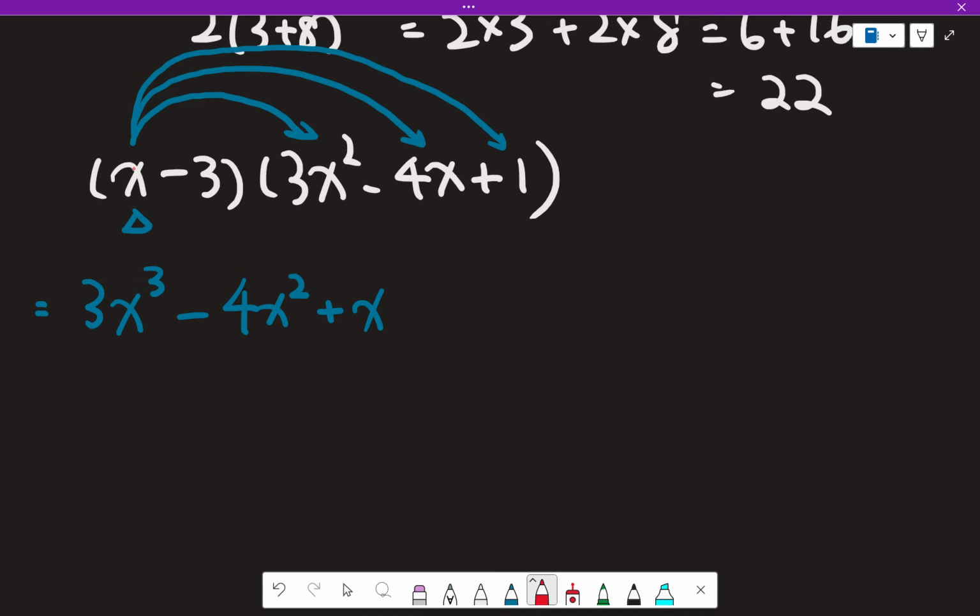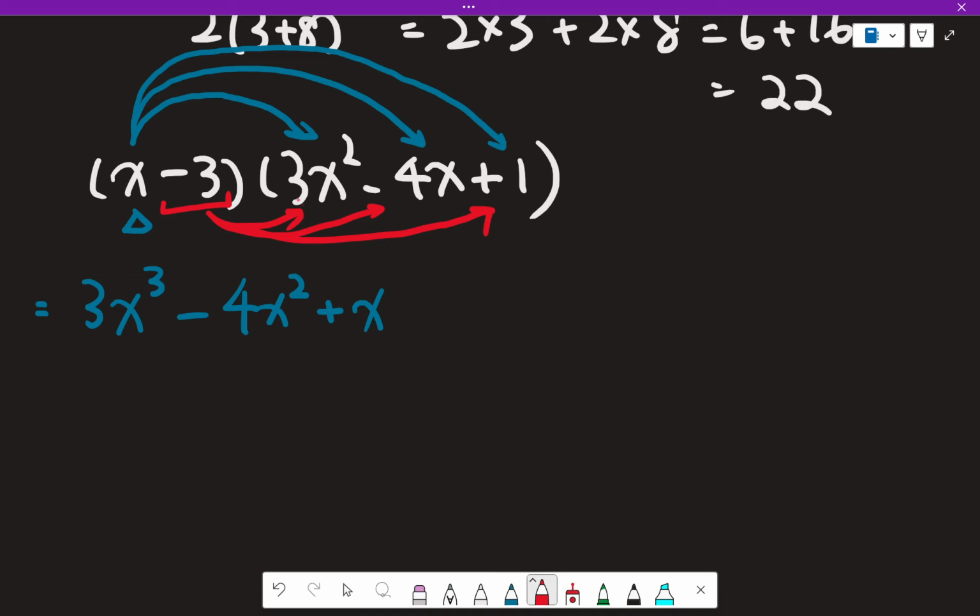Now, after distributing the first term, which is this x, to the 3 terms in the second bracket, we would like also to distribute the second term, which is this negative 3, don't forget the sign, into the 3 terms of the second bracket, which is to multiply negative 3 to 3x squared, to negative 4x, and to positive 1. And because we do have a negative sign here, it's a bit more challenging.